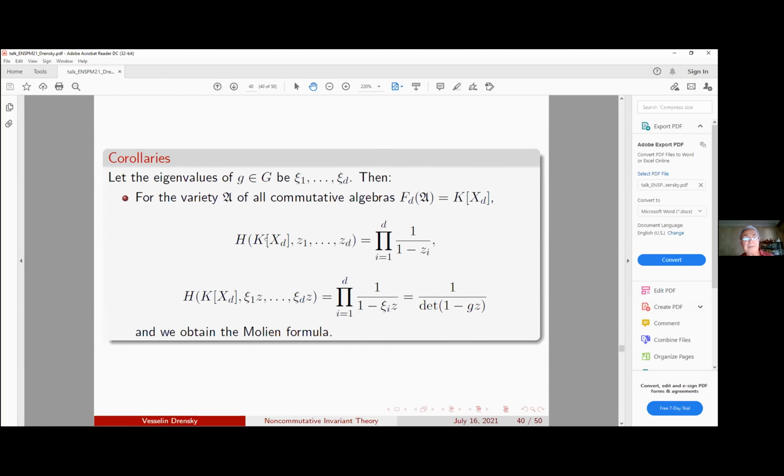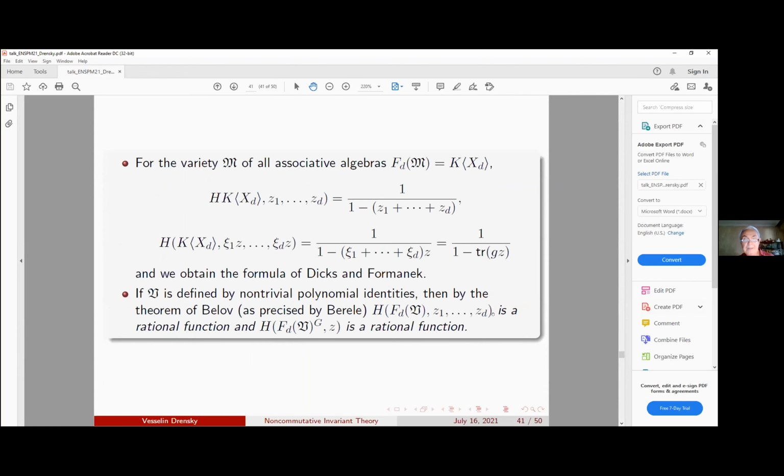So in the case of the polynomial algebra, this is the free algebra of the variety of all commutative algebras. The Hilbert series is this. And if you replace here with the eigenvalues, you get the determinant. So you have the Molien formula. In the case of the free associative algebra, when you have the variety of all associative algebras, the Hilbert series is of this form. And if you take this one, you get the trace. So you get the formula of Dixmier-Formanek.